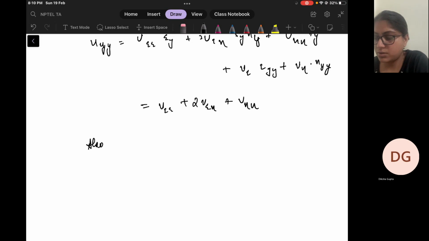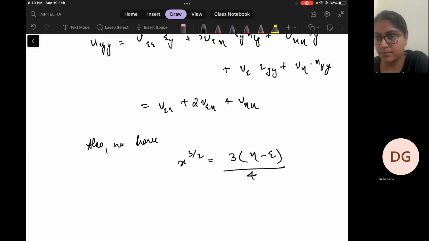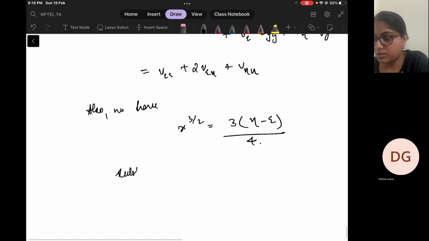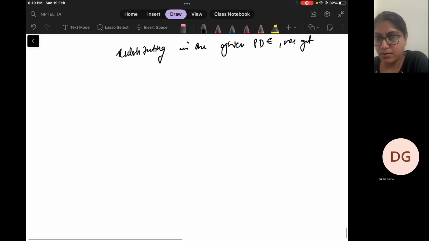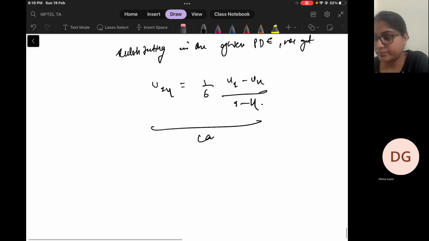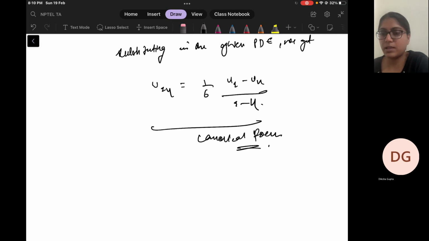Also, we have x to the 3 by 2 is equal to 3 times eta minus epsilon by 4. Substituting in the given PDE, we get u epsilon eta is equal to 1 by 6 times u epsilon minus u eta by epsilon minus eta. This is the required canonical form of the Tricomi equation in the hyperbolic region.